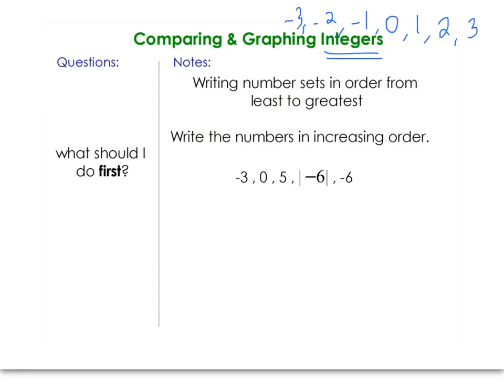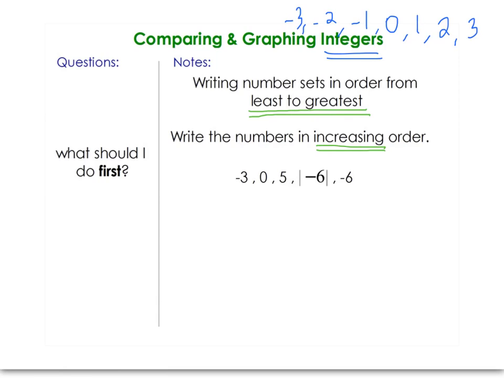So it says writing number sets in order from least to greatest. So that's the same as increasing order. Smallest to largest, least to greatest, increasing order. Those all mean the same thing. Well, if I look at these numbers, I have -3, 0, 5, the absolute value of -6, and then -6.